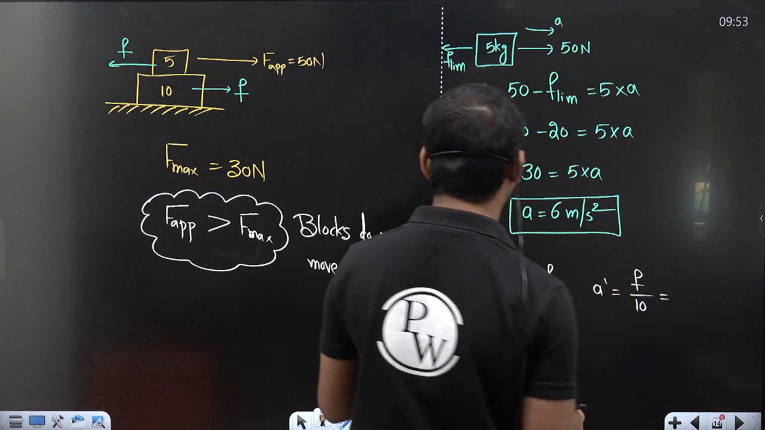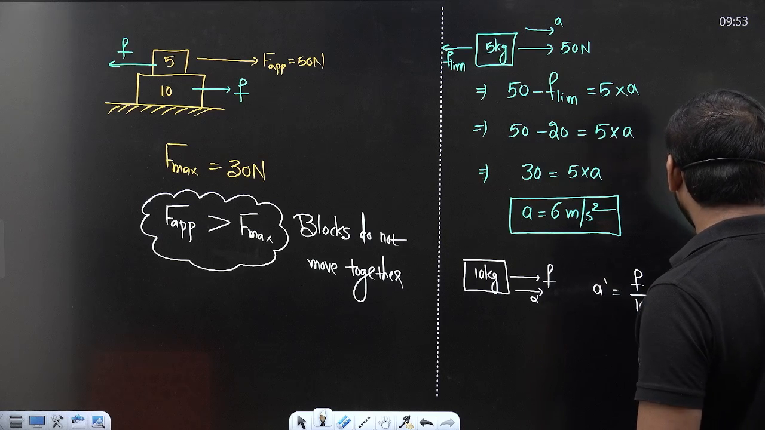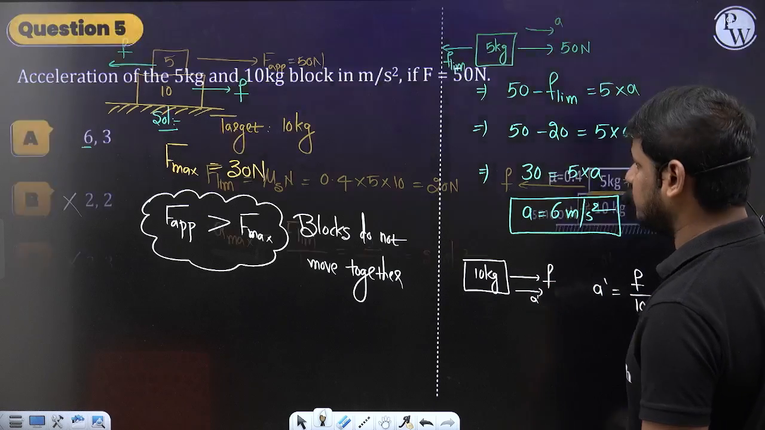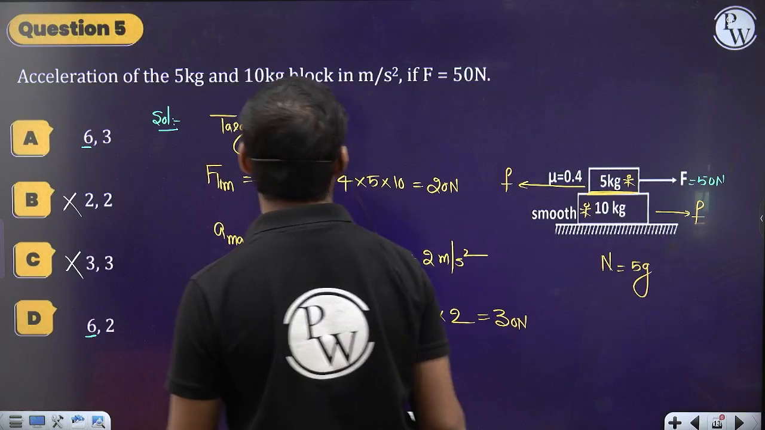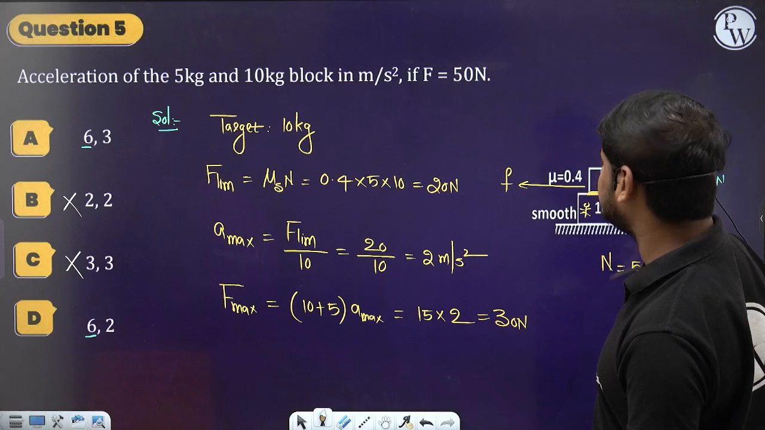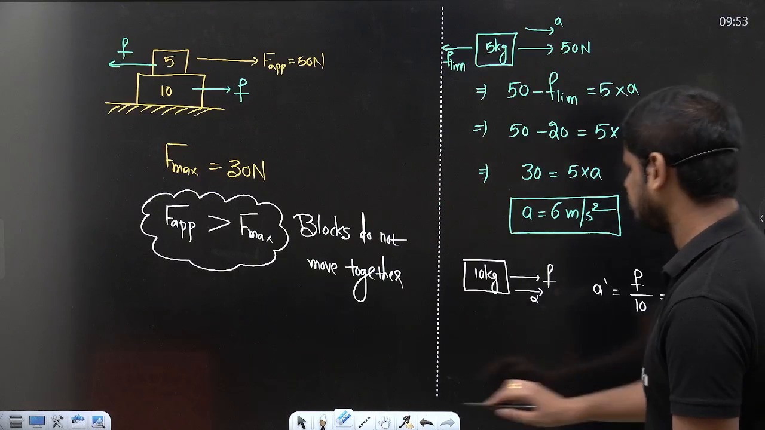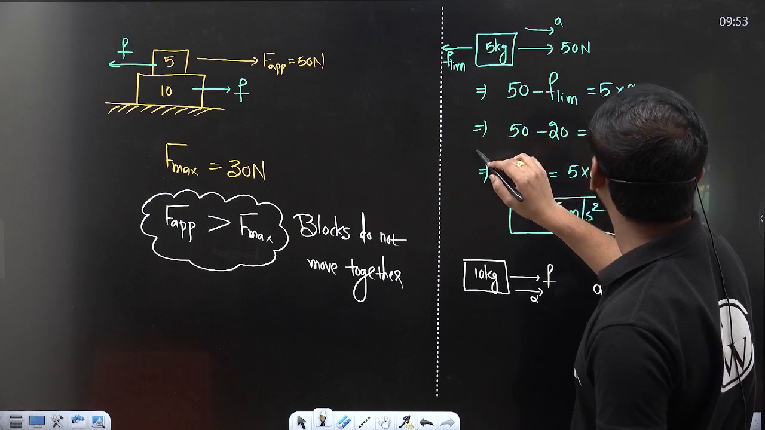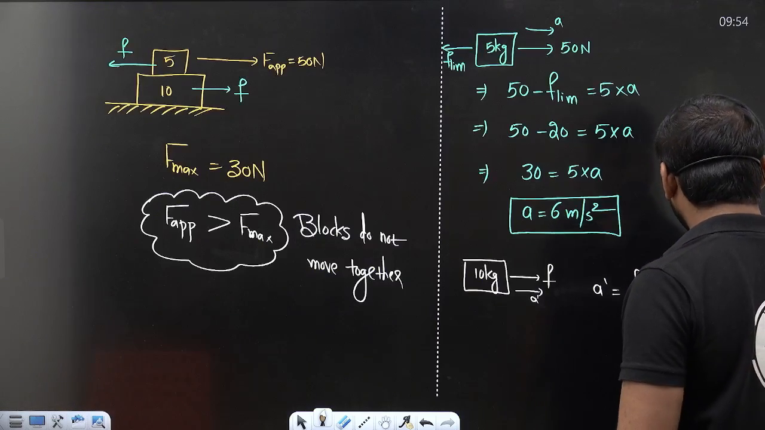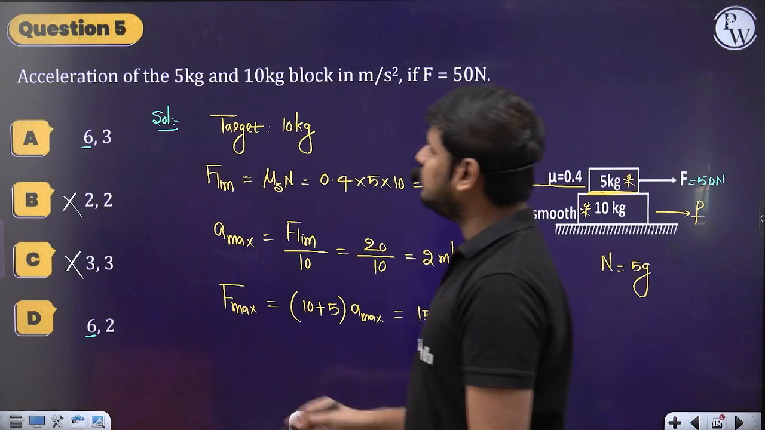What is the force here? This is the F limiting. On the 10 kg block, the only force that is acting is F. What is F limiting? F limiting 20, sorry, my bad. Here I took 20 or 30 for F limiting. 20 only, right? So F limiting is 20. That's why it is F limiting 20 by 10, which is nothing but 2 meter per second square. The acceleration of the 10 kg block is 2 meter per second square.